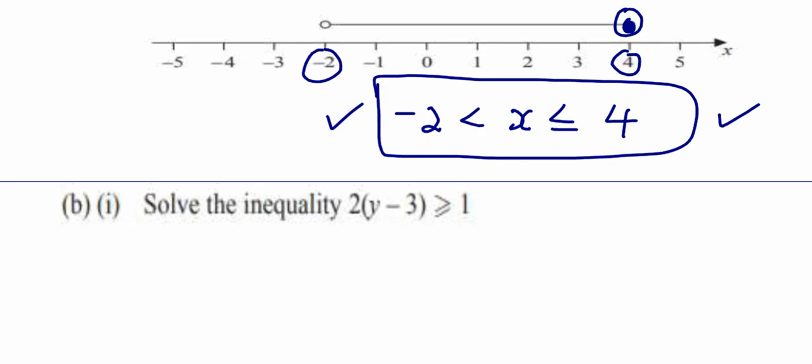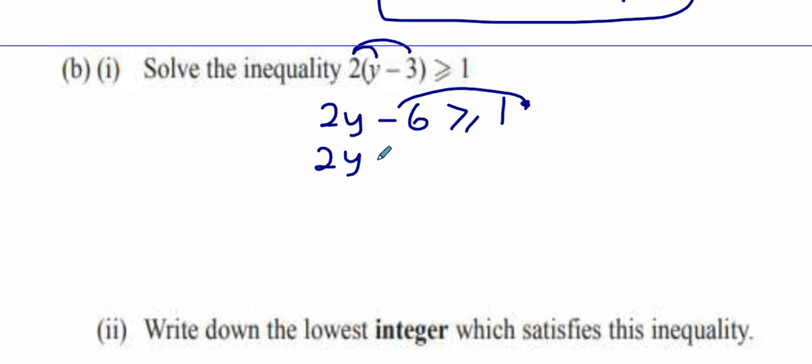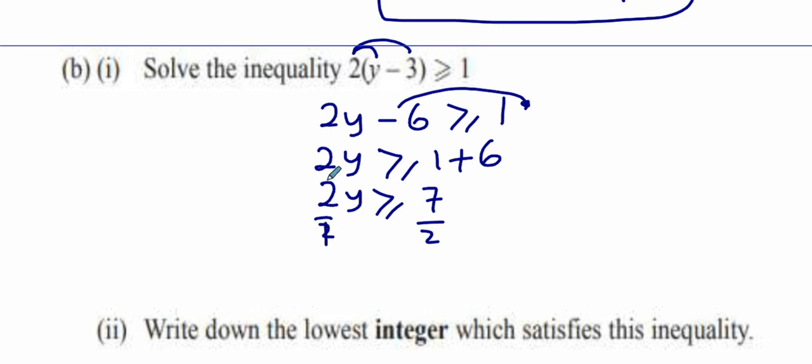Solve the inequality. This we already discussed. What we do, 2 times y, 2 times 3, so this will be 2y minus 6 is greater or equal to 1. This -6 will go there, so we're going to have 2y is greater or equal to 1 plus 6. 2y is greater or equal to 7. To find the value of y, we divide by 2. This will be y is greater or equal to 3.5.